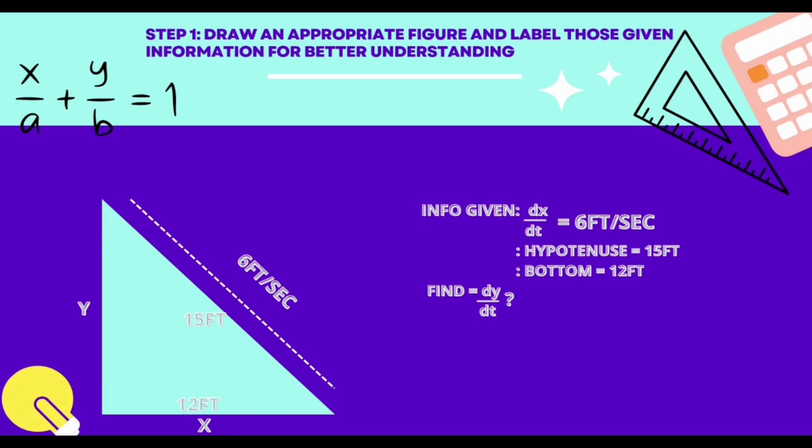The first step is step 1. Draw an appropriate figure and label the given information for better understanding. Info given in the statement is dx over dt is 6 feet per second, which is the speed of the child sliding down the playground slide, and the hypotenuse is 15 feet, which is the measurement of the slide, and the bottom of the playground slide is 12 feet, and now we are trying to find dy over dt.